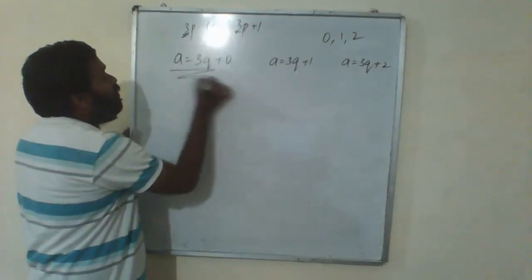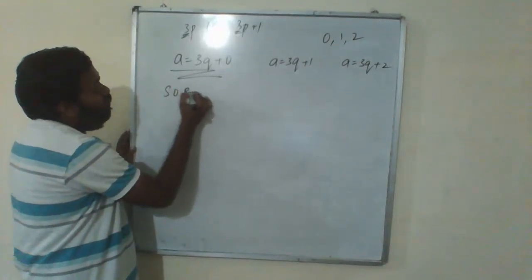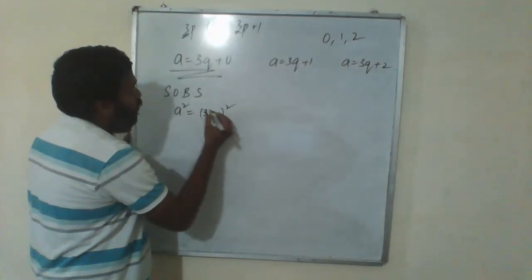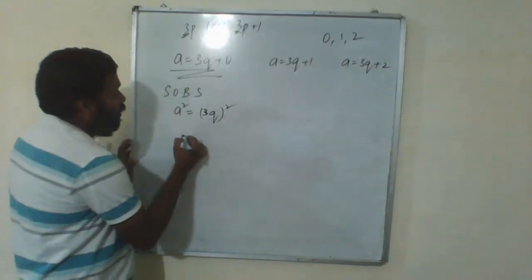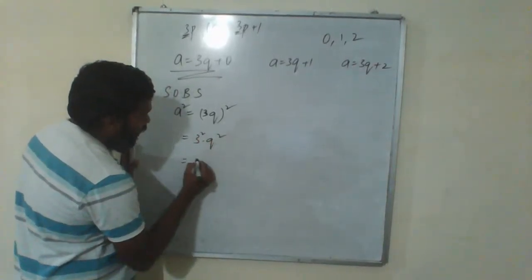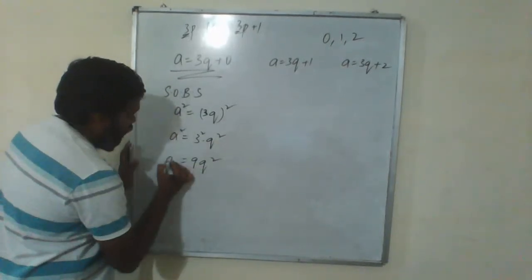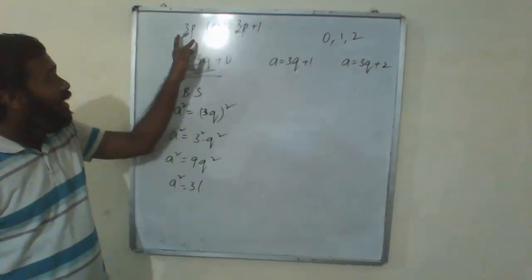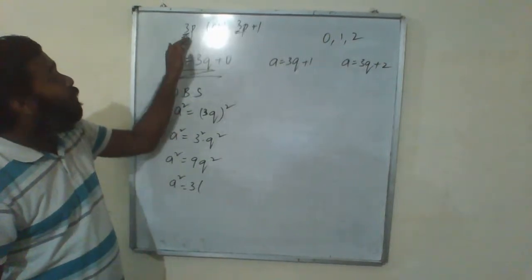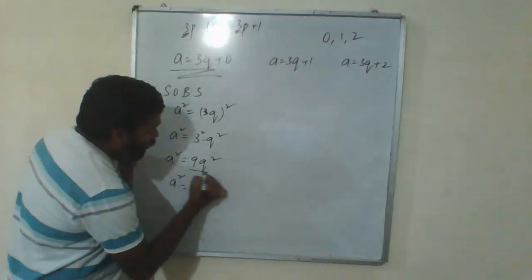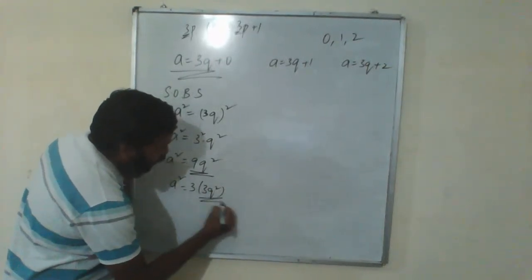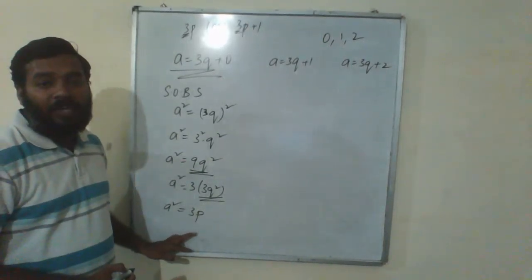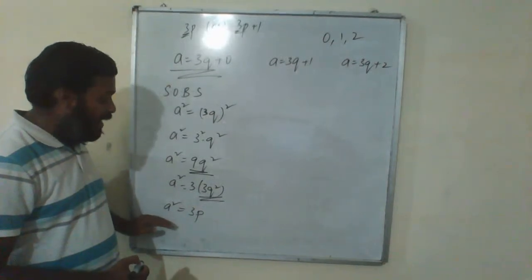Let us take the square of this, that is squaring on both sides: a square equals 3q whole square, that is 3 square into q square, that is 9q square. Let us take 3 common because we are asked to show that the square of the integer should be 3p or 3p plus 1. So 3 into this is 3q square. Let us take 3q square as p. Square of the positive integer a is of the form 3p.